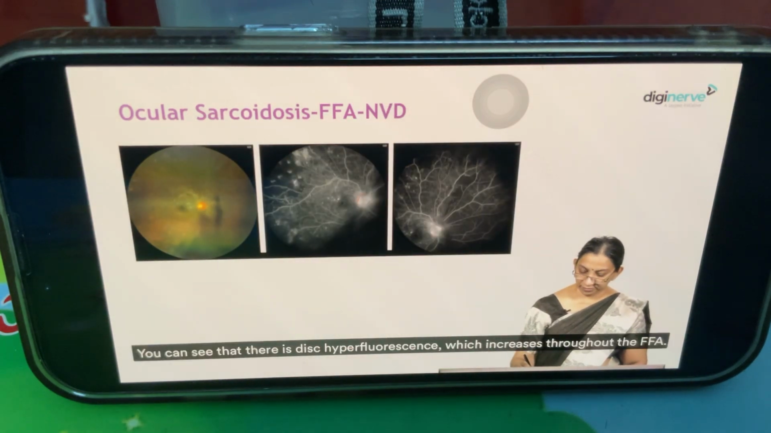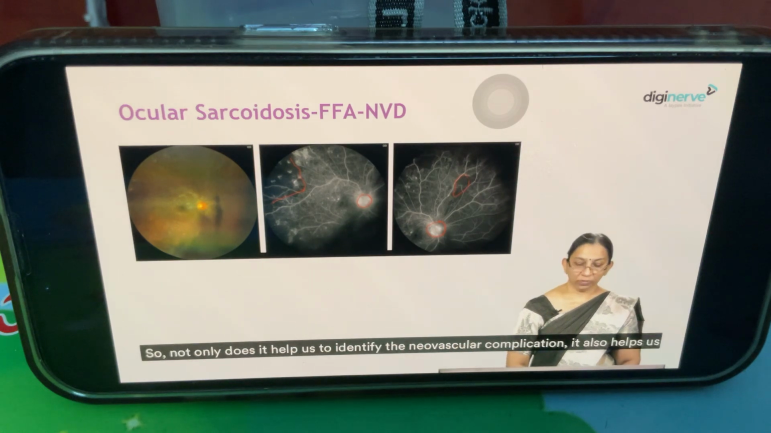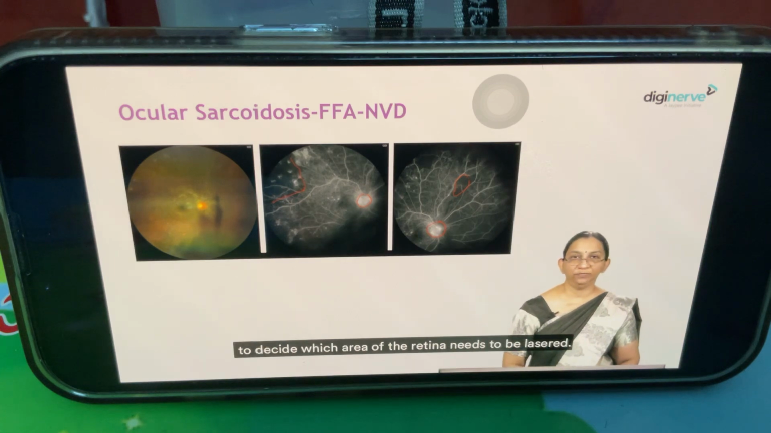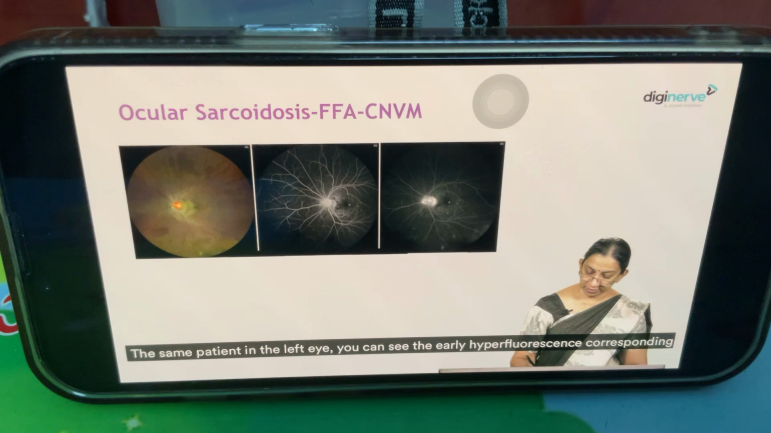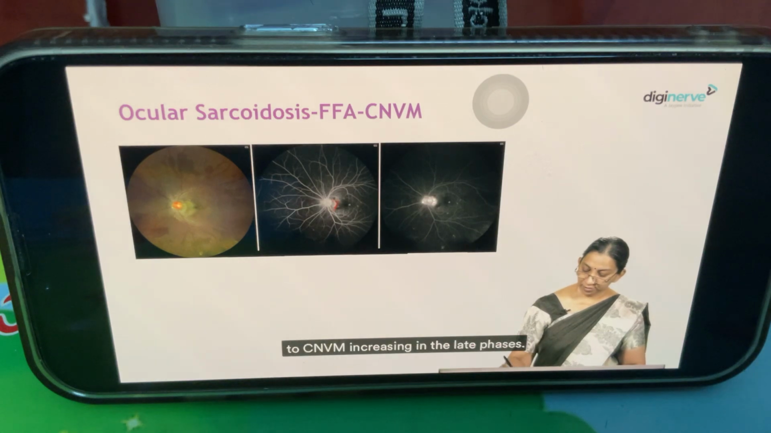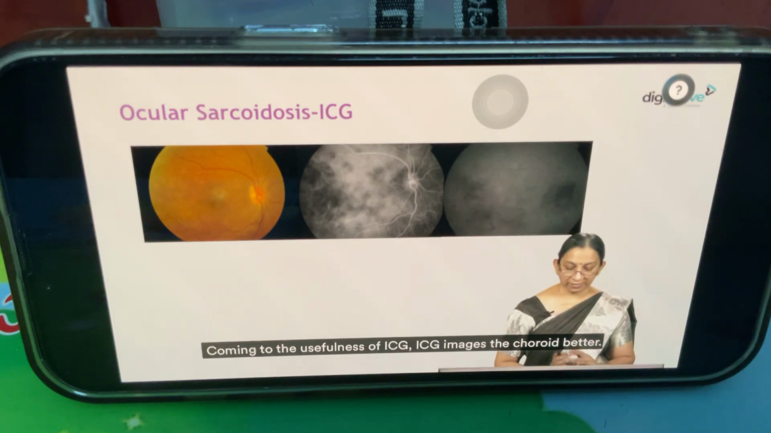You can see that there is disc hyperfluorescence, which increases throughout the FFA. You also see the vascular leakage and the non-perfusion areas here. Okay, so not only does it help us to identify the neovascular complication, it also helps us to decide which area of the retina needs to be lasered. The same patient in the left eye, you can see the early hyperfluorescence corresponding to CNVM increasing in the late phases. Coming to the usefulness of ICG.